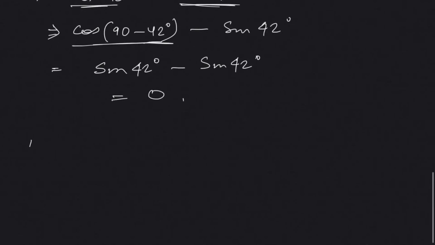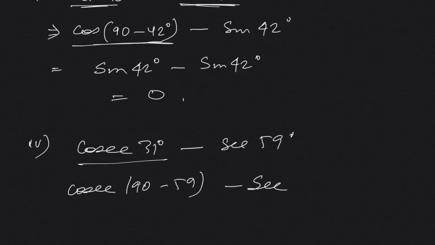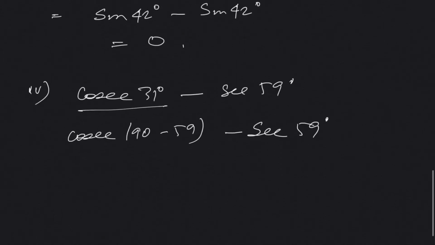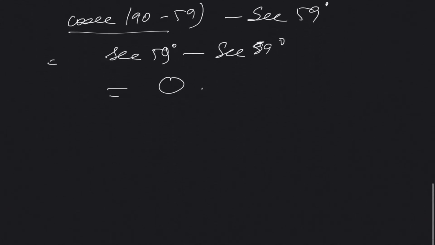So easy, right? I'm already feeling bored. Give me some tough questions to solve. Cosec 31 degrees minus sec 59 degrees. So again, let it be cosec (90 minus 59) minus sec 59. So this will be sec 59 degrees minus sec 59 degrees. So again, the answer is 0. Okay, so this is how we solve question 1.